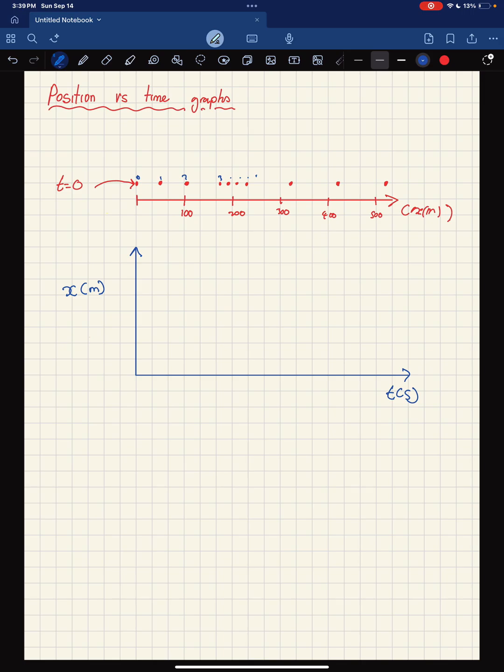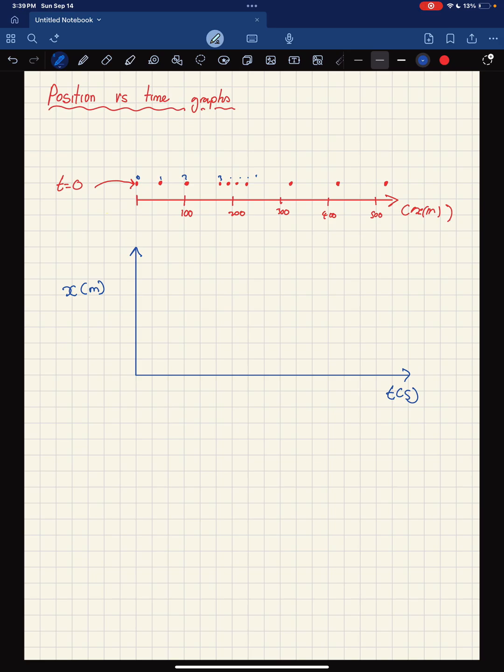First, we need an axis, all right? A full Cartesian axis. On our vertical, we have the position, x in meters. This means meters. And on our horizontal, we have t, and t is in seconds. So basically, in our vertical, we have position in meters, and our horizontal, we have time in seconds.